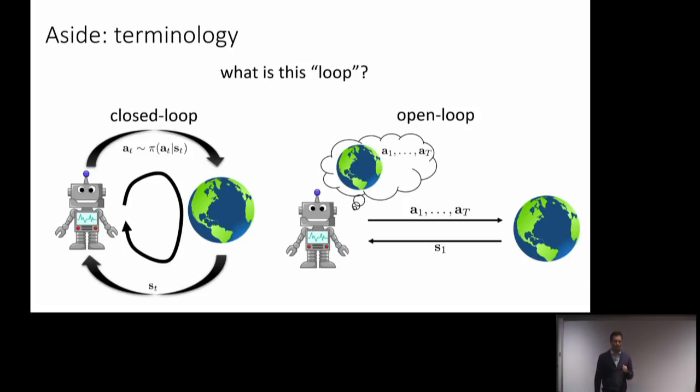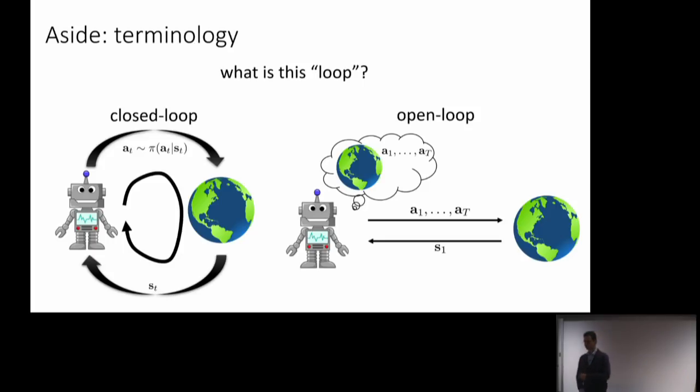Yes? Is this the same thing as off policy and on policy? The question was, is this the same as on policy or off policy? Not really, no. So open loop and closed loop just refers to how your controller works. It has nothing to do with how the controller is learned or acquired or optimized. So you can, for example, use a learning algorithm to learn an open loop controller, or you can use a learning algorithm to learn a closed loop controller.